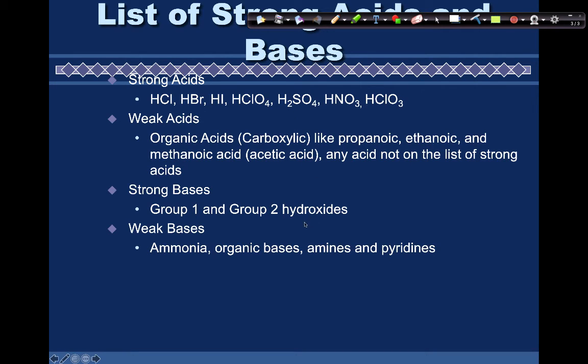Strong bases are going to be the group 1 and the group 2 hydroxides. Weak bases: once you know strong bases contain hydroxide, like the group 1 and group 2, everything else is weak. So ammonia, anything with the word amine in it, those are going to be basic, but they're weak.